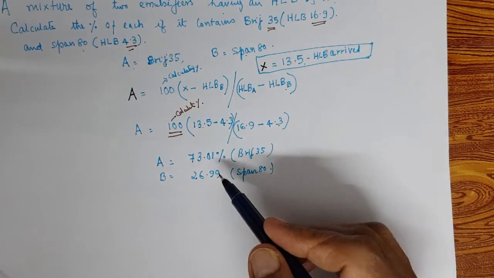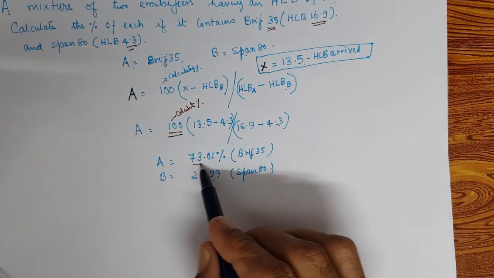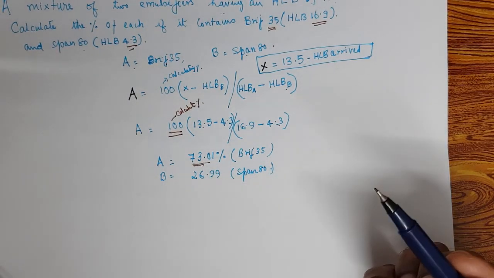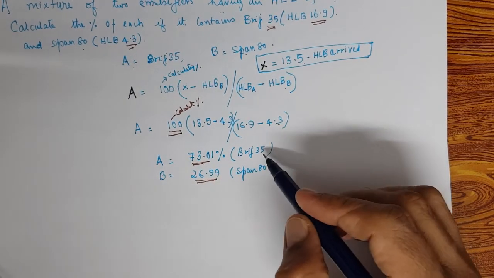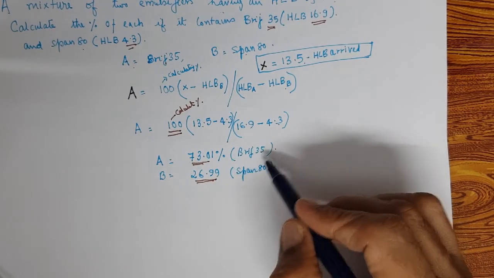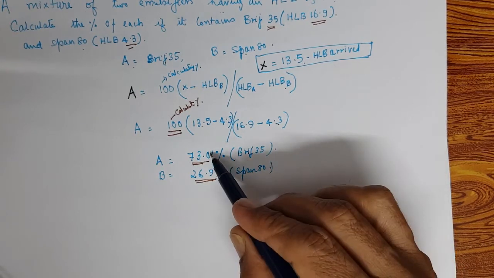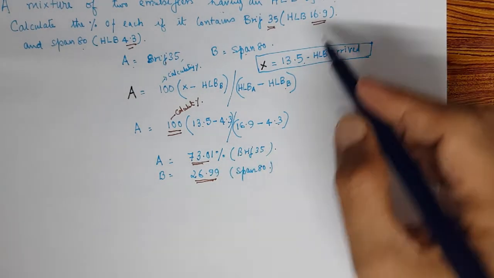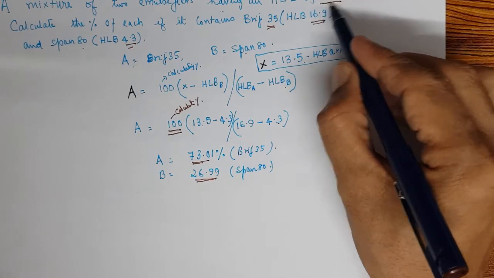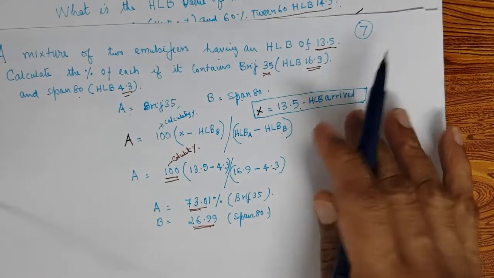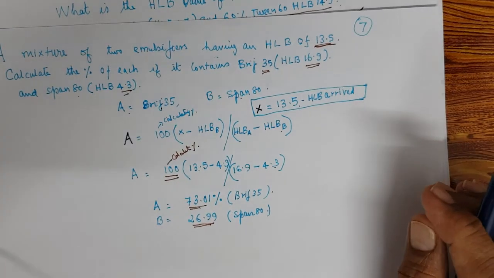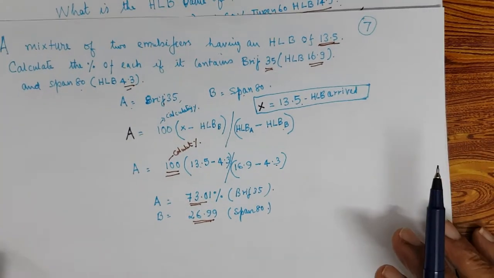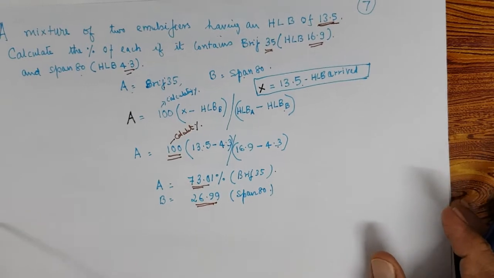That is why, right? So A is equal to 73.01. 100 minus 73.01 is 26.99. So when you mix Brij 35 and Span 80 in this ratio, you will get an HLB of 13.5. That's what it means, right? So now this is very important.